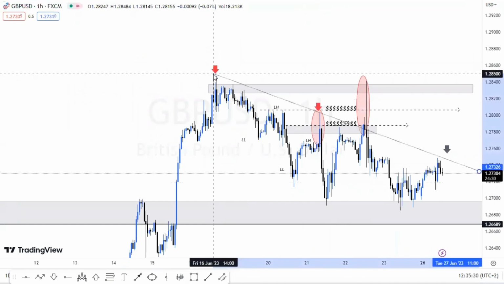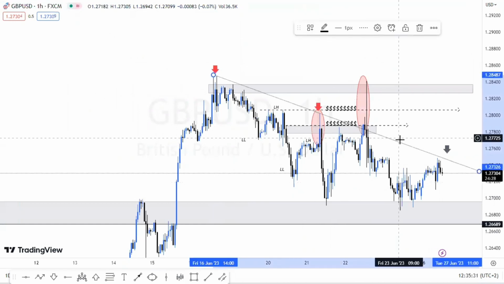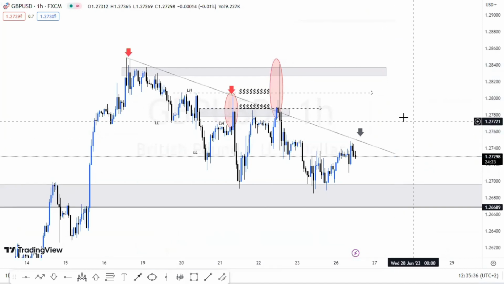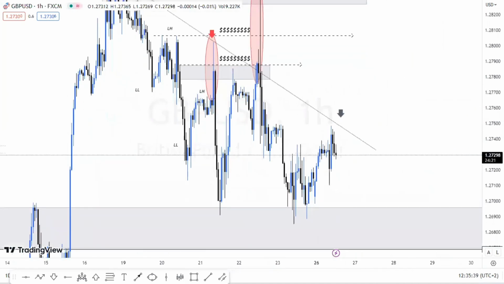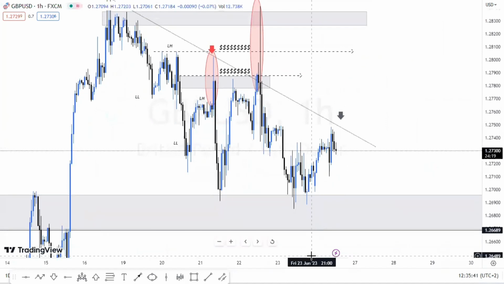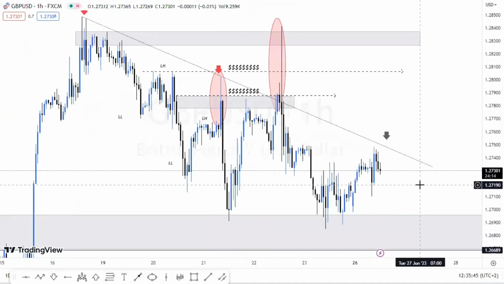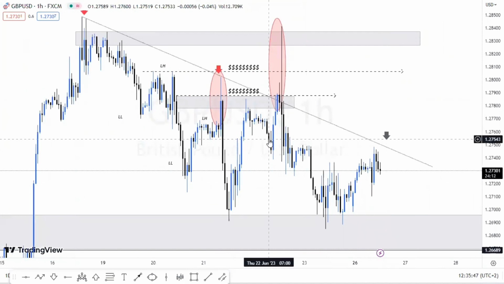You know, yeah, this is the line we have. Let's see if price really respects it. And I told you guys, ain't no telling what's gonna happen until we lay our eyes on the dollar, right? Until we lay our eyes on the dollar. Let's see what happened here.